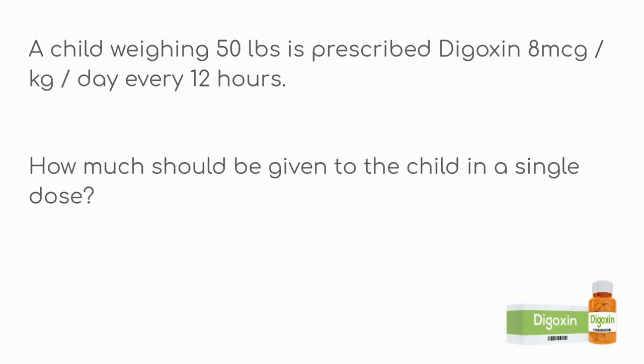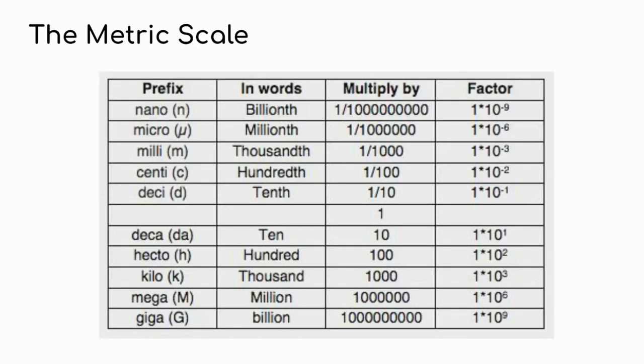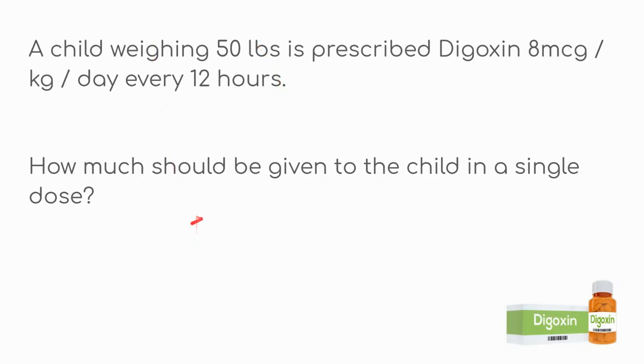Oh, this is fun. Okay, here's a little test. Why don't you go ahead and pause it and read it to yourself, see how you do. Oh, I didn't have the answer written down. Let's work it out right now. Child weighs 50 pounds. They're prescribed digoxin. That's 8 micrograms per kilogram they weigh per day every 12 hours. How much should be given to the child in a single dose?